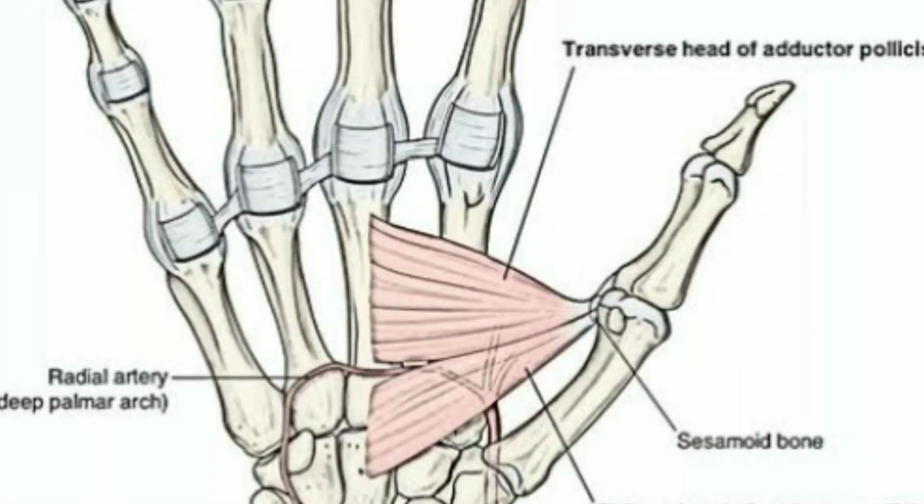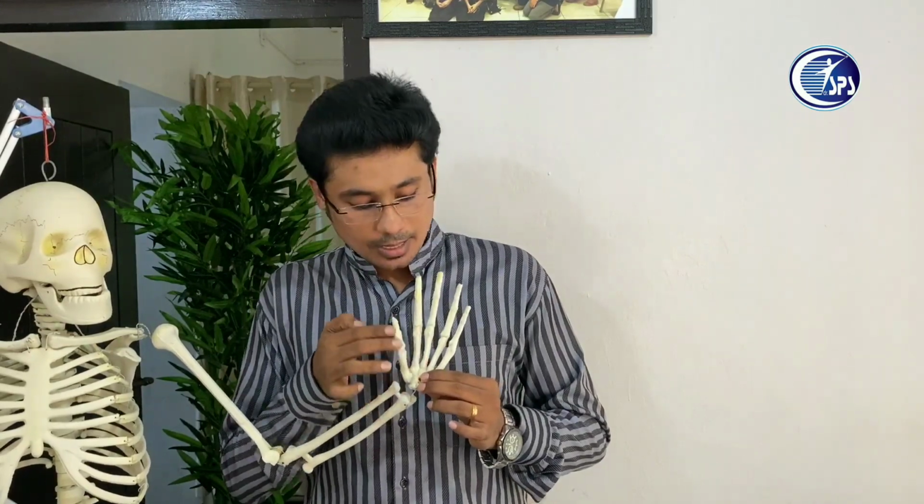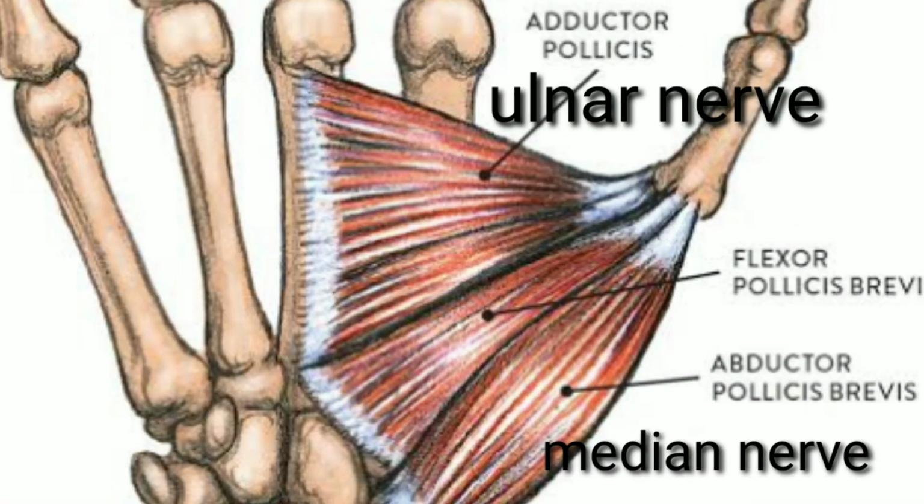Now the last one, adductor pollicis. The name itself contains 2D, so it has 2 heads of origin: an oblique head and a transverse head. The oblique head originates from the base of the second and third metacarpals, and the transverse head originates from the shaft of the third metacarpal. It is also inserted into the base of the proximal phalanx of the thumb. So this division is done.